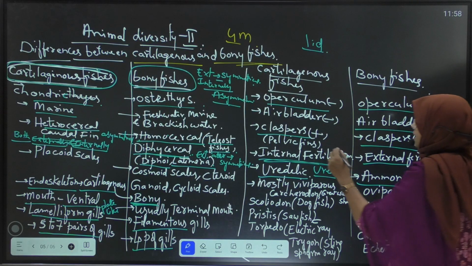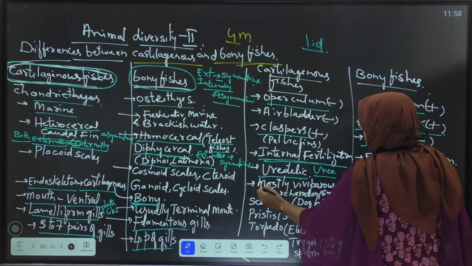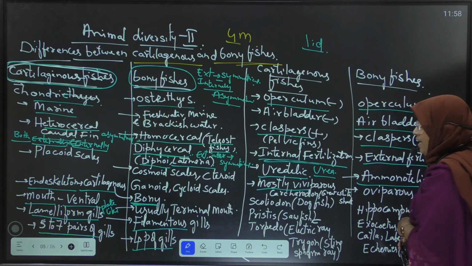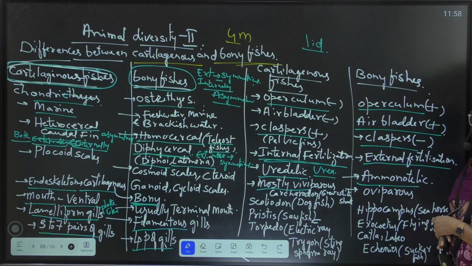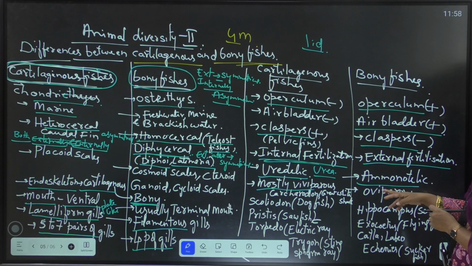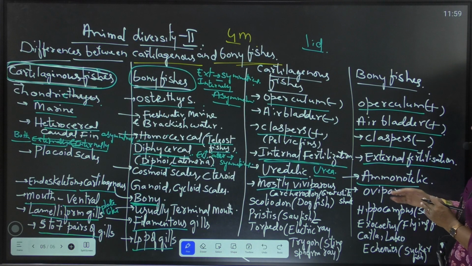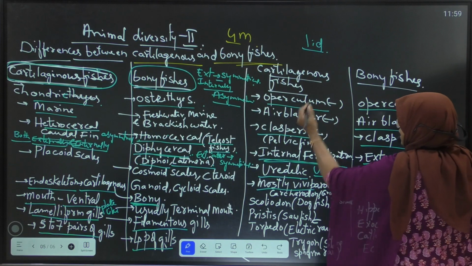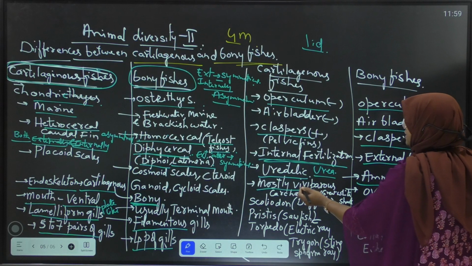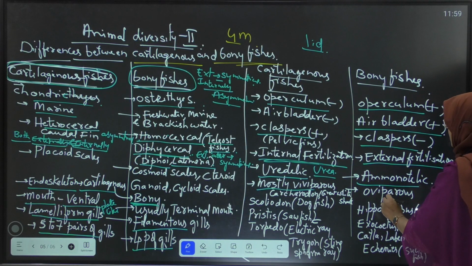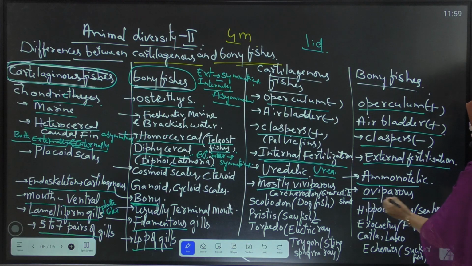Next, cartilaginous fishes are mostly viviparous. Mostly viviparous means they give birth to young ones. And bony fishes are oviparous, which means egg laying.